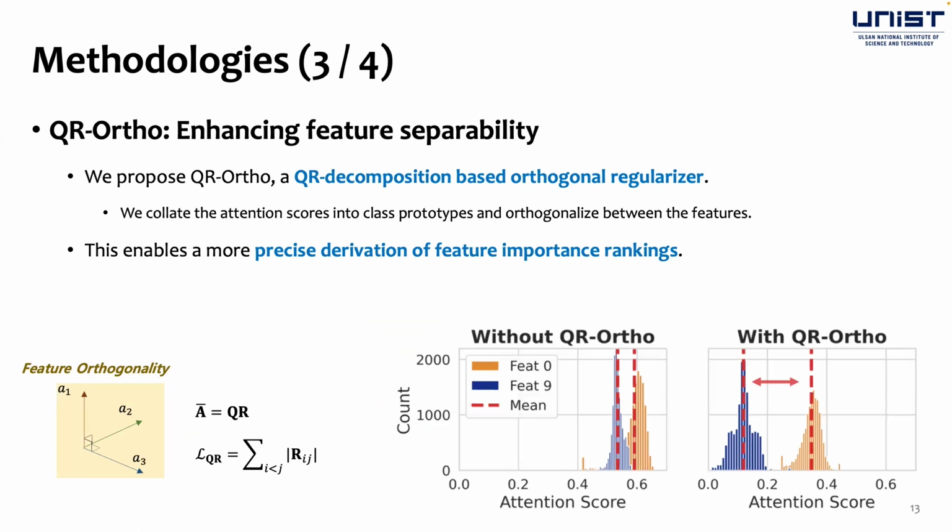Are we done? No. We further propose to regularize the feature-wise attention scores to be orthogonal using a QR decomposition-based method. Our regularization method widens the distance between the feature distributions of the attention scores, which enables the derivation of precise feature importance ranks, which are crucial for feature importance score calculations afterwards.